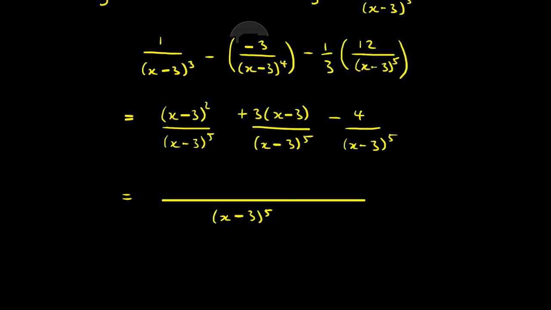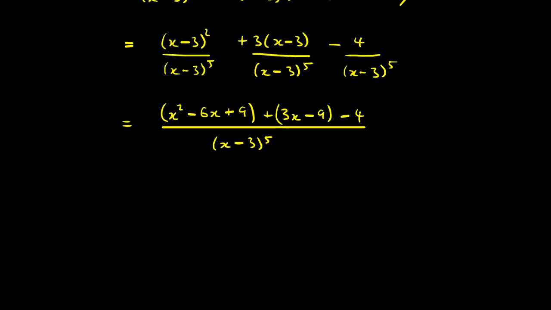And now all that remains for me to do is basically just to expand this thing. So I've got to expand (x minus 3) squared. That will give me x squared minus 6x plus 9. I'll expand the second expression to get 3x minus 9. And I've got a minus 4 at the end. So now all I've got to do is collect the terms. So I'm going to get x squared, minus 6x plus 3x is minus 3x, 9 minus 9 is 0, minus 4, all divided through by (x minus 3) to the power of 5.